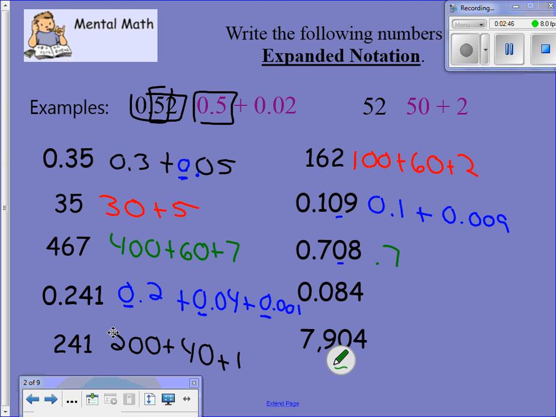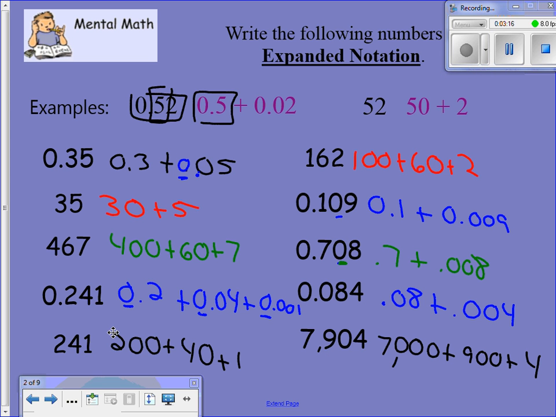Do you see how I didn't add the 0 to the left? That's okay. Plus 0.008. Remember the 0 here, I didn't need it. Coming down a little lower, we have 0.08 plus 0.004. Then it looks like we have 7,000 plus, I put a comma in there, plus 900 plus 4. The common error kids have is they want to be able to put a spot in for these zeros. Remember, these zeros, when you're doing expanded notation, you don't need to write them when you're expanding it out.